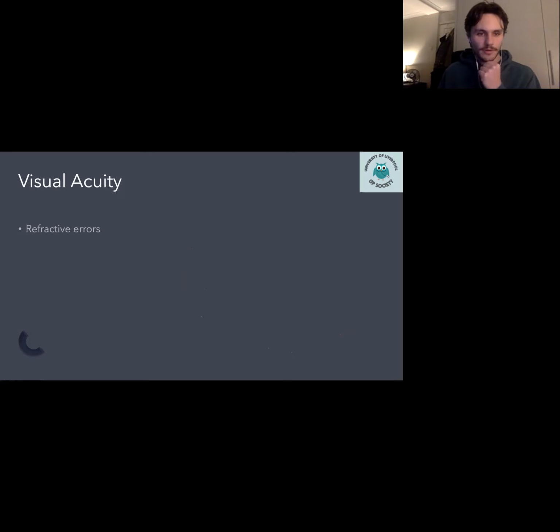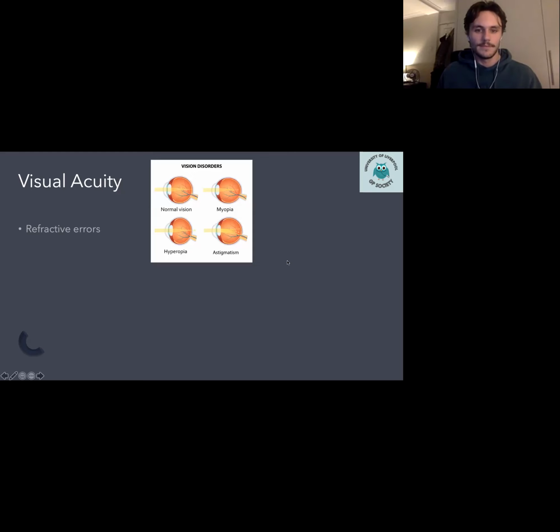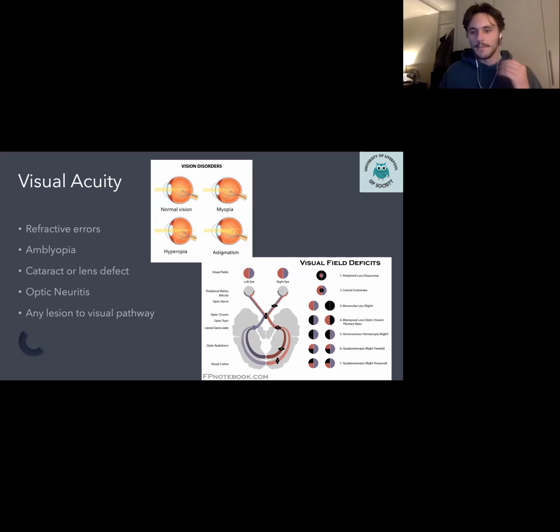Okay, so what can cause a reduced visual acuity? Refractive errors, and if the patient is not wearing their glasses or contacts, the refractive errors are going to produce reduced visual acuity, and so that's just there for your reference. It could be amblyopia, particularly in kids. It could be a lens defect, whether that's a corneal ulceration, anything that's obstructing the eye, sort of exteriorly. Optic neuritis will cause decreased visual acuity, and any lesion to the visual pathway anywhere. And although we associate that more with visual field defects, as we'll come on to, of course, that's going to reduce the visual acuity as well.